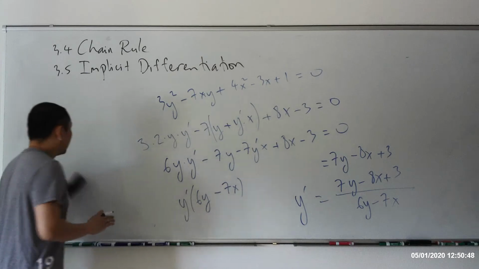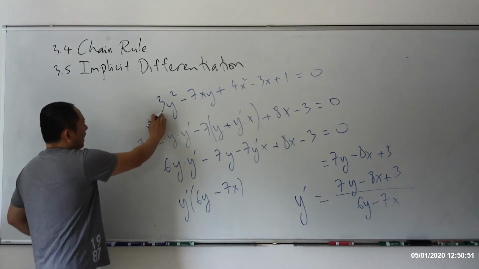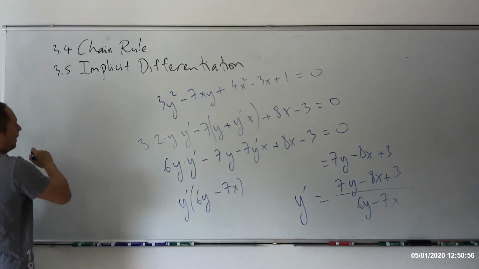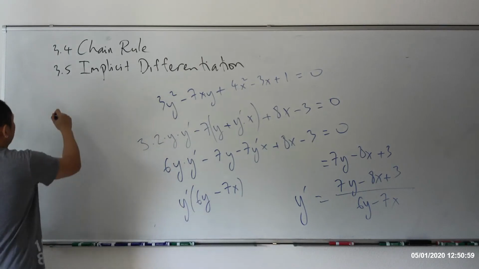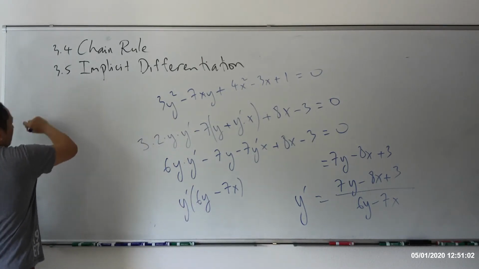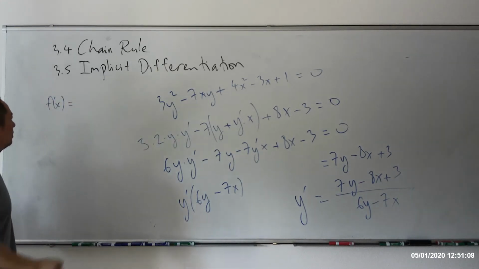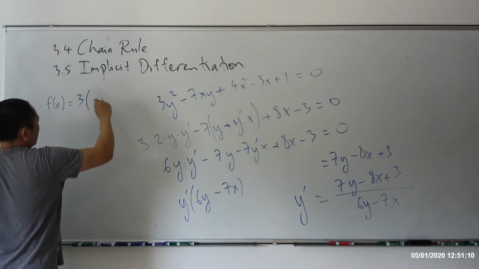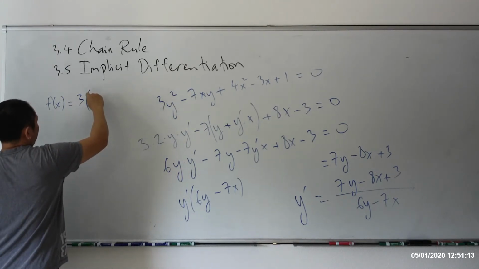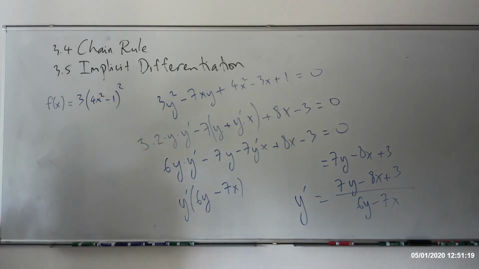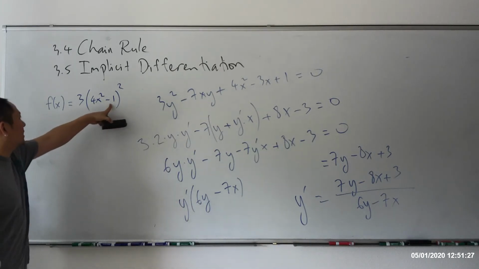Okay? Now, let's talk about this term right here. This is equal to 3 times 2 times y times y prime. Think of this function. How about this? f of x is equal to 3 times 4x squared minus 1 squared, for example. I just made up a problem. Okay? And I ask you to find the derivative of that thing. You see that this is a square, right?